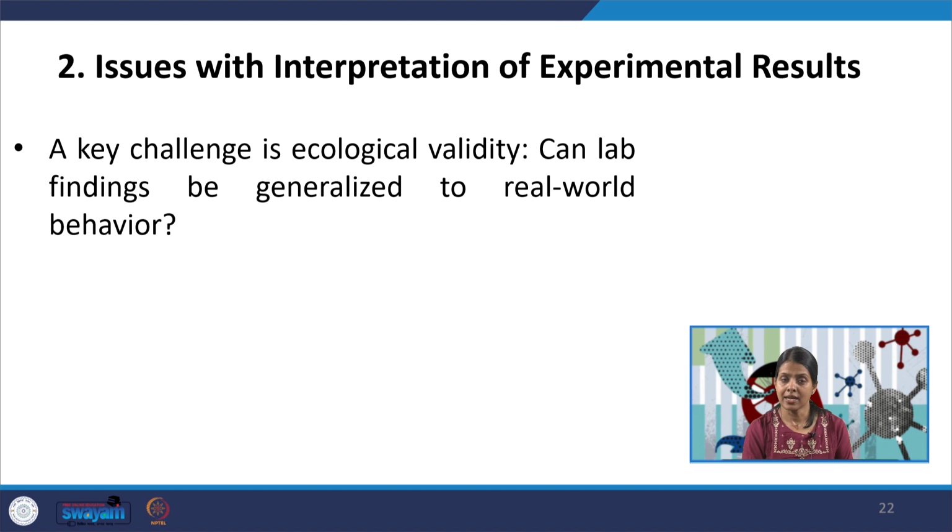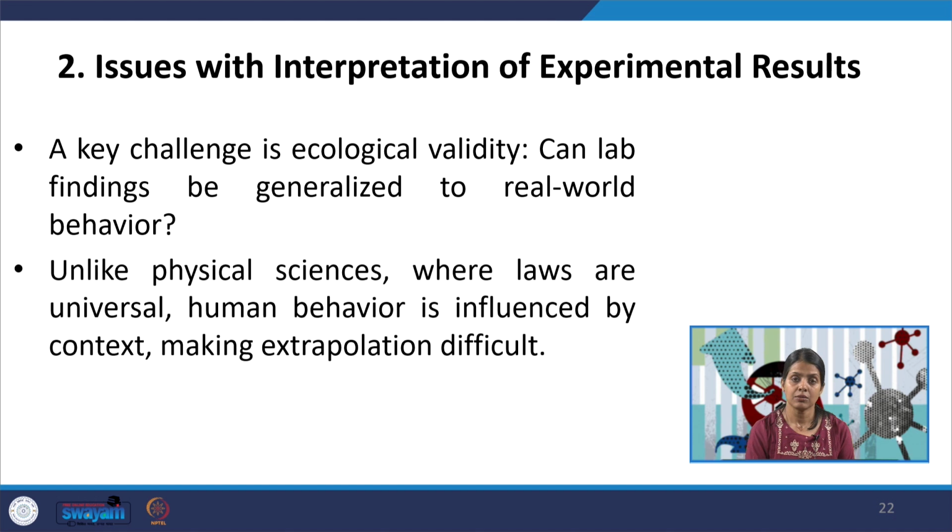Now, coming to the second issue, the interpretation of experimental results, a key challenge is ecological validity. Can lab findings be generalized to real world behavior? Most often not, because lab based experiments first of all deal with a very small number of individuals, and the behavior could be extremely subjective, an expression of their subjective understanding, which cannot be generalized to a large number of people. So, unlike physical sciences where laws are universal, human behavior is influenced by context, making extrapolation very difficult.